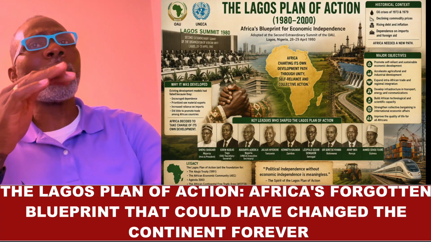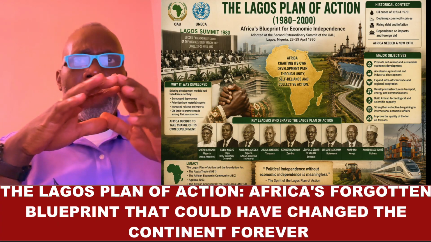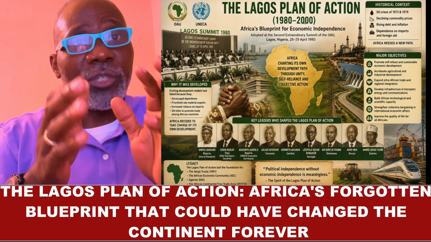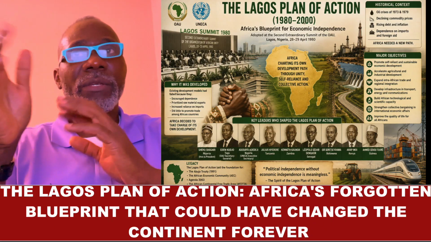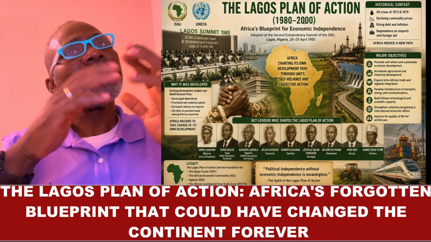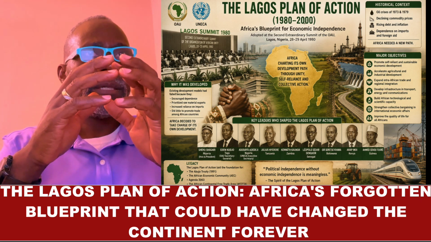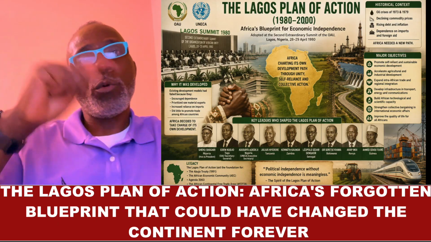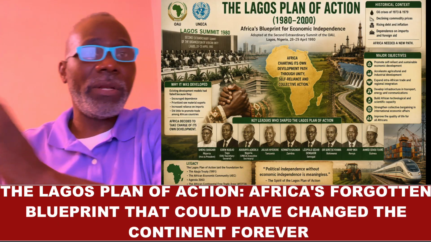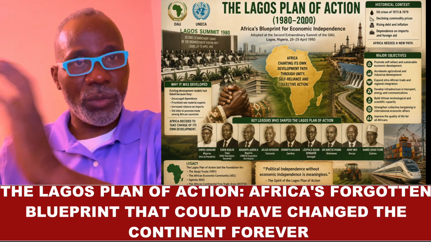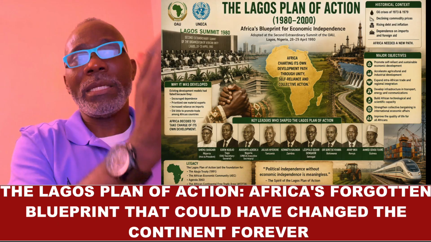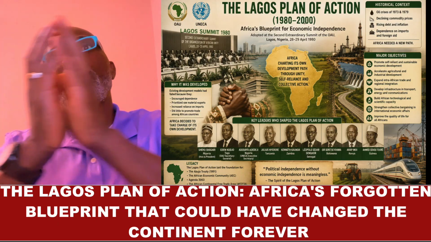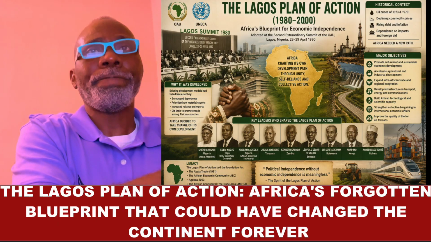So let us briefly look at the relationship to the Abuja Treaty. We'll discuss the Abuja Treaty in full detail in a separate video. The Lagos Plan laid the conceptual framework for the Abuja Treaty, signed in 1991, which established the African Economic Community, and we'll discuss the African Economic Community in a separate video. So watch out for those three separate videos. If you're watching this video, watch the Lagos Action Plan first, then you watch the Abuja Treaty, and then you watch the African Economic Community.